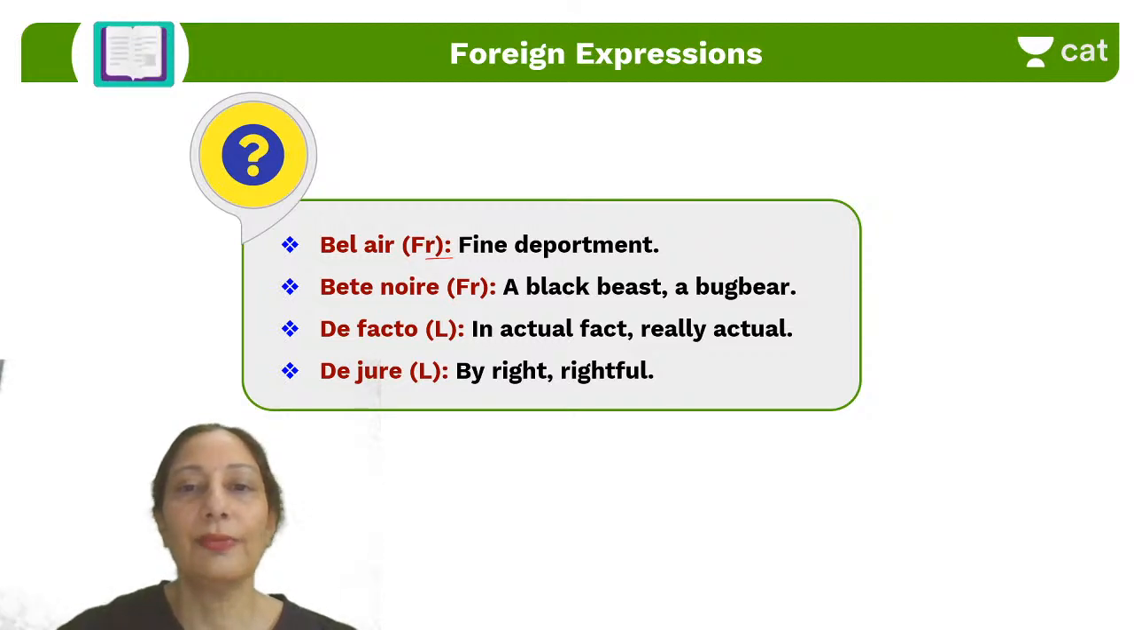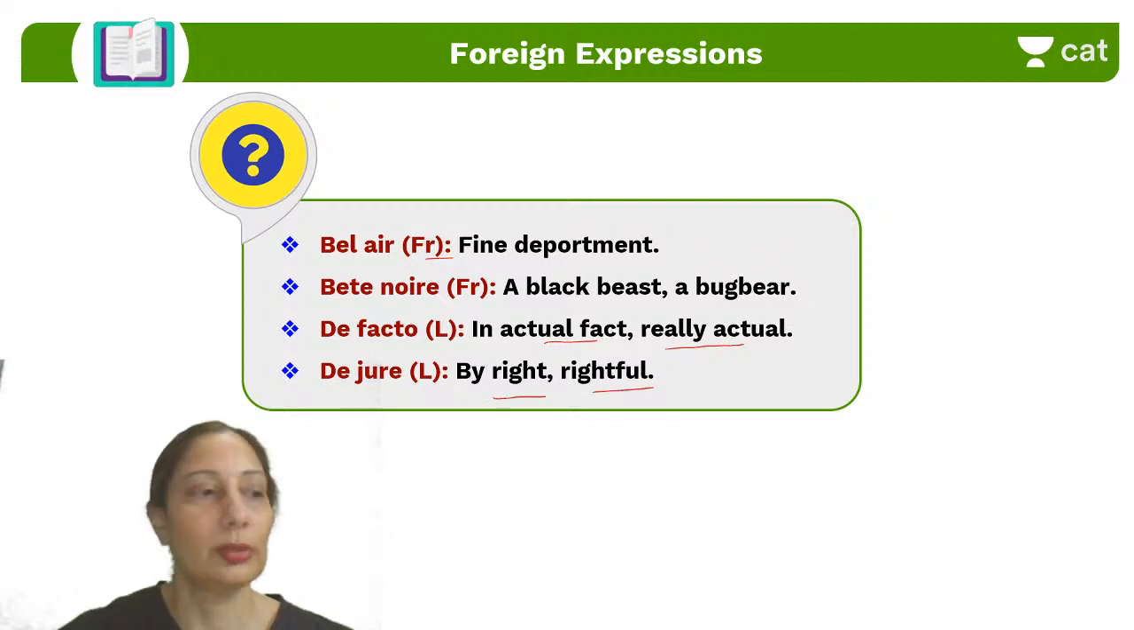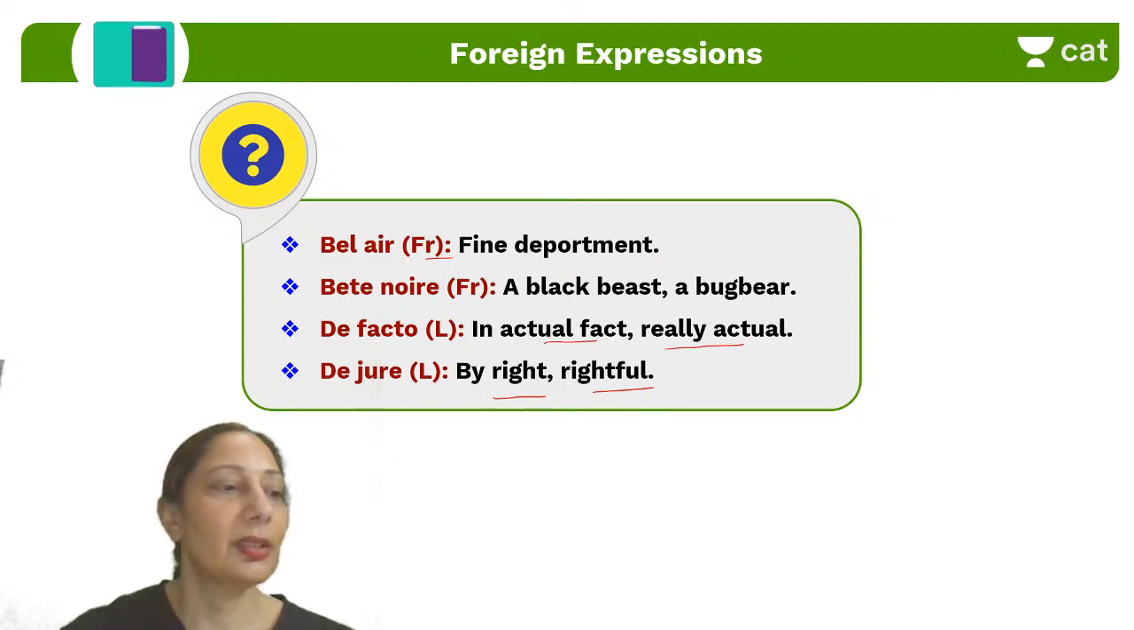Bete noir is a French word. A black beast, a bugbear. Guys, are you writing down the meanings of words? Because I'm running out of time. De facto is in actual fact, really actual. And de jure is by right, rightful.